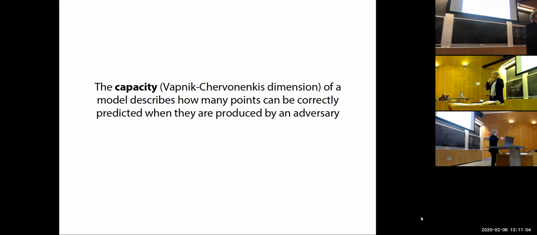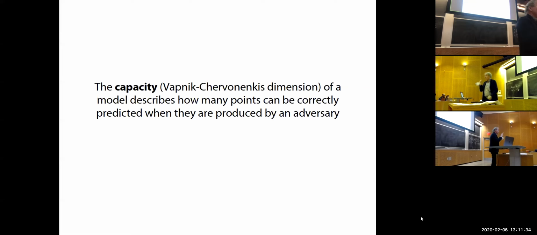Great. Okay. Now that you know all about k nearest neighbors and you know about VC dimension, what is the VC dimension of a k nearest neighbors classifier? What do you think? The number of data points you have? Number of training data points.